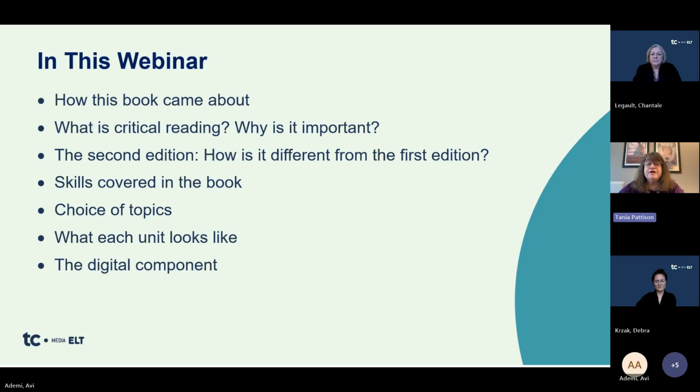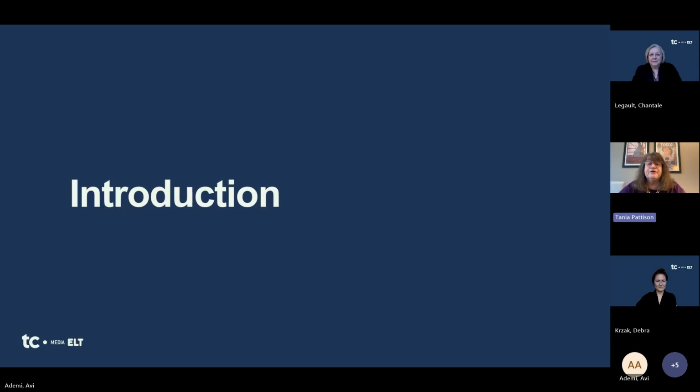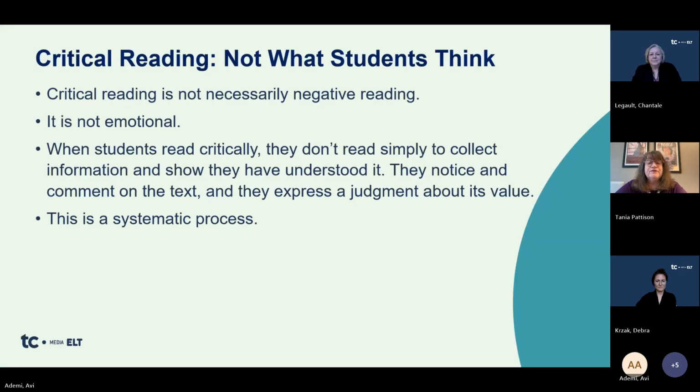There are 10 main units in the book, plus an introduction, plus a review, so 12 in total. And for the most part, they follow the same pattern. And I'll end up with a few words about the digital component, which is quite new and different from the first edition. And I'm hoping there'll be a little bit of time at the end to ask any questions. So let's get right into it.